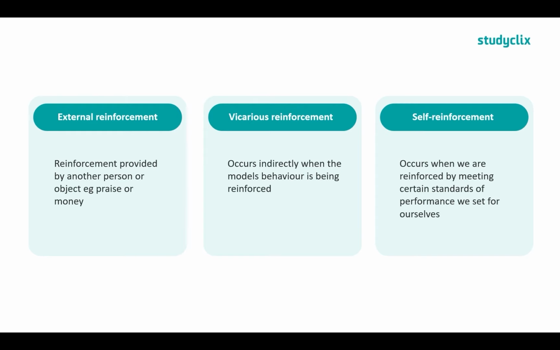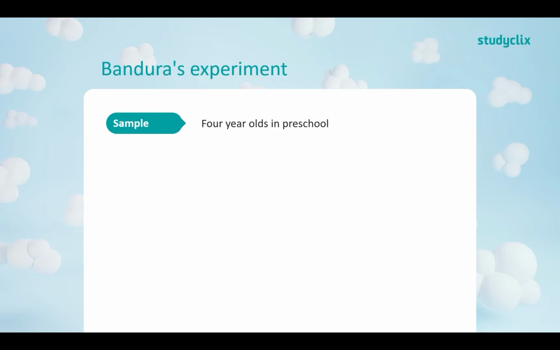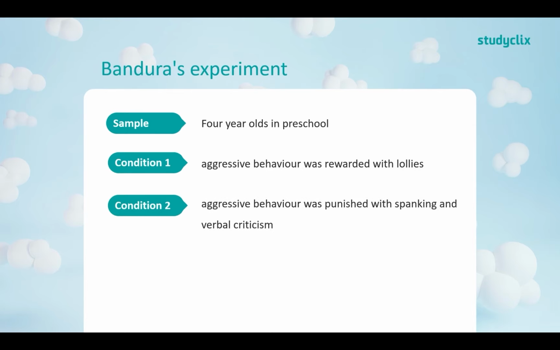So his participants were 4-year-olds in preschool. What he did was he played a video of a model playing with a Bobo doll. A Bobo doll is one of those dolls that you knock over and the thing gets back up again. So the first video that he showed his first set of students was a model performing aggressive behaviour that was then rewarded with lollies. The second condition was the model was aggressive, but this was punished by spanking and verbal criticism. The third condition was that they were aggressive, but there were no consequences for it.